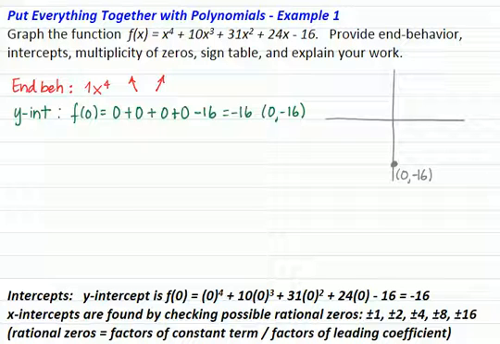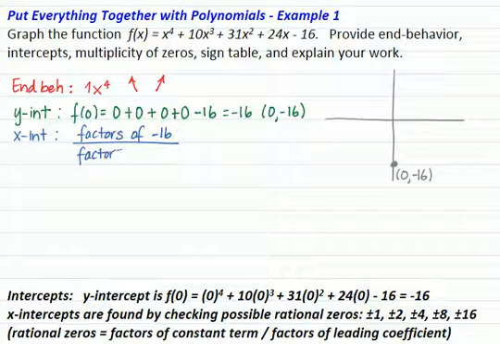The x-intercepts. I will first start with rational zeros, which are easier to evaluate and to guess. The rational zero theorem says that if I find fractions that have factors of the constant term, which is negative 16, over factors of the leading coefficient, which is 1, these are possible rational zeros. These are plus or minus 1, plus or minus 2, plus or minus 4, plus or minus 8, and plus or minus 16. I'm supposed to check each one of those.